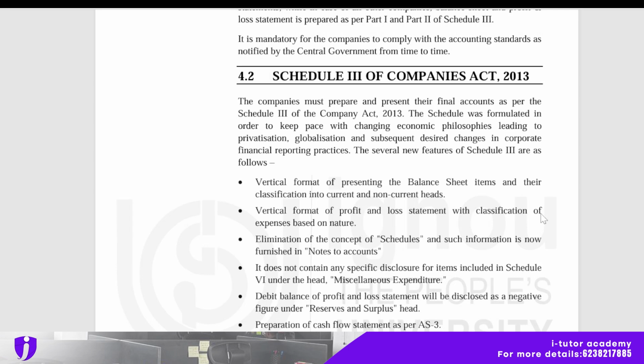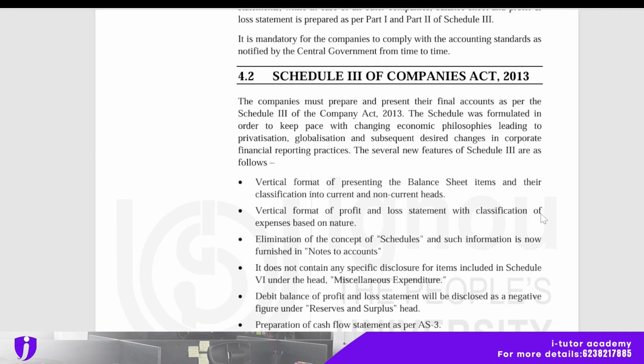The companies must prepare and present their final accounts as per Schedule 3 of the Companies Act 2013. The schedule was formulated in order to keep pace with the changing economic philosophies leading to privatization, globalization, and subsequent desired changes in corporate financial reporting practice.